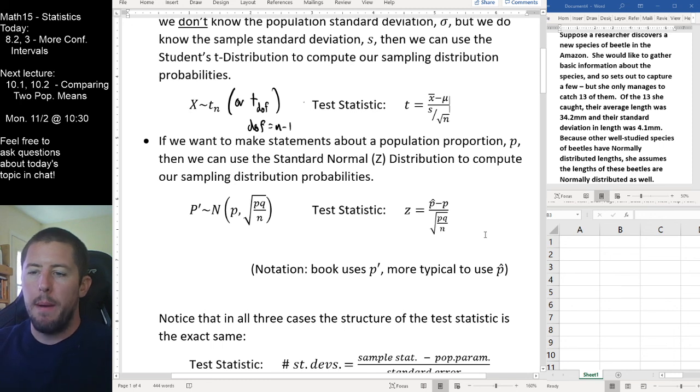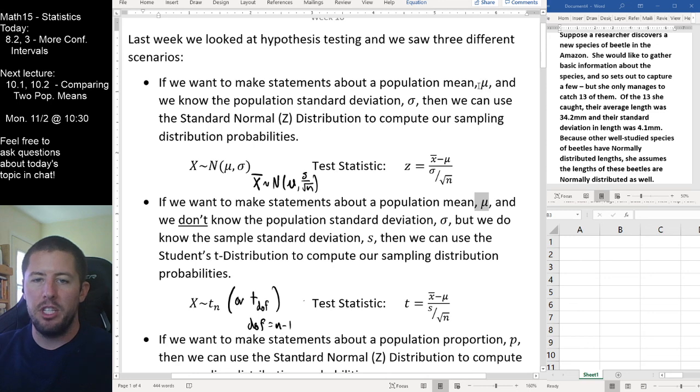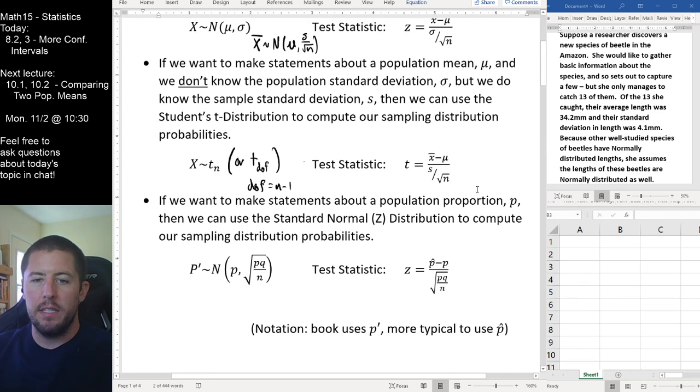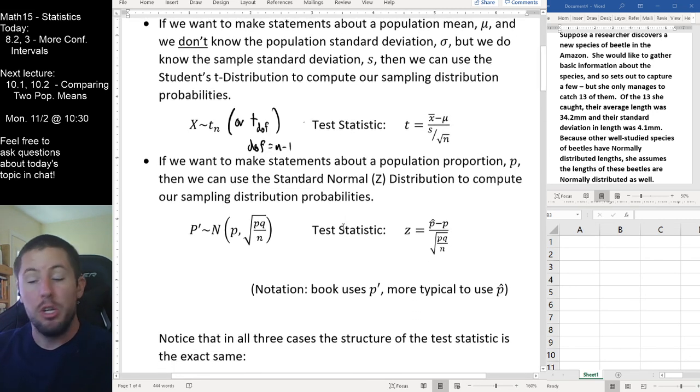Finally then, talking about some proportion statements here. If we want to make statements about a population proportion P, this is quite a bit different than the previous two. Both the previous two were us trying to make statements about our sample or our population average mu. But alternatively, we could talk about population proportions, P, for categorical questions, for binomial questions. Male, female, smoke cigarettes or not, support a candidate or not, drive a car or not, college student or not. Lots of these things, we're talking about a proportion of the population, and we might want to make an estimate as to what proportion of the population has some certain feature. In this case, we can use our standard normal distribution to compute our sampling distribution probabilities.